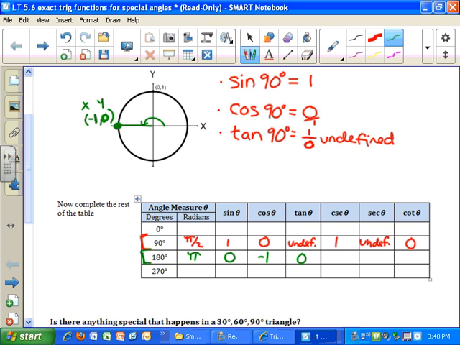Cosecant of 180 degrees is going to be the reciprocal of sine. So instead of 0 being on the top, 0 will be on the bottom, which makes that an undefined value. The secant is the reciprocal of cosine. Because that was negative 1 over 1, we can flip it over and it would be 1 over negative 1, which still gives us a value of negative 1. And cotangent is the reciprocal of tangent, and because tangent was 0, we would flip that over and it would be 0 on the denominator, which would make that value undefined as well.